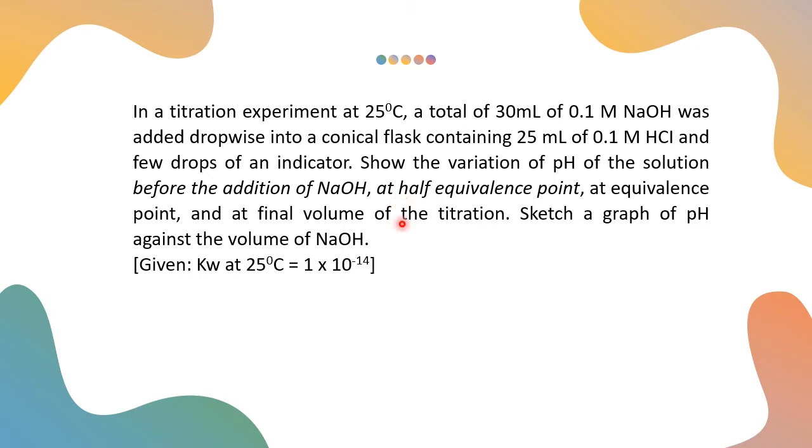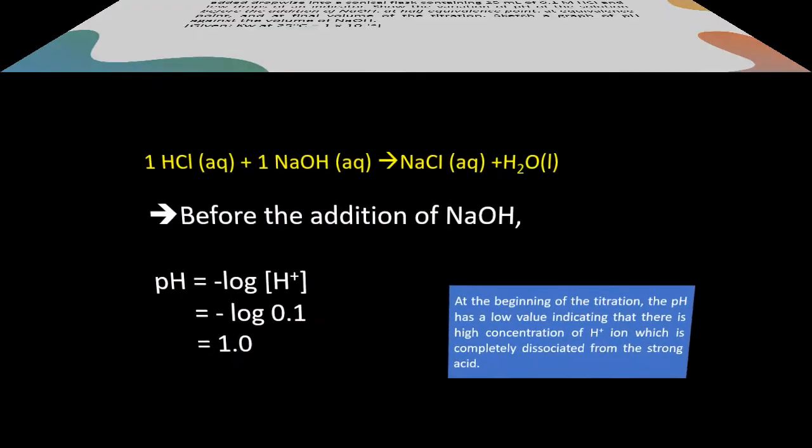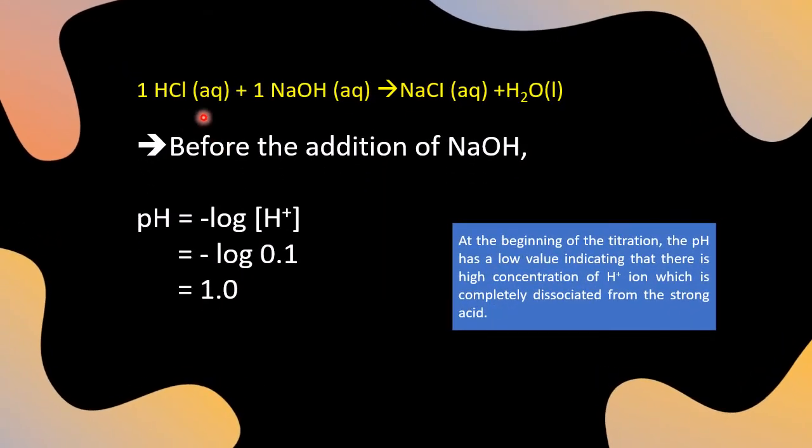Final volume means that initially there are 25 ml. Final means after 30 ml of sodium hydroxide is added, so the final volume is 55 ml. Sketch a graph of pH against the volume of sodium hydroxide. So how are we going to solve this problem? Let's check. First, I encourage students to write down the equation.